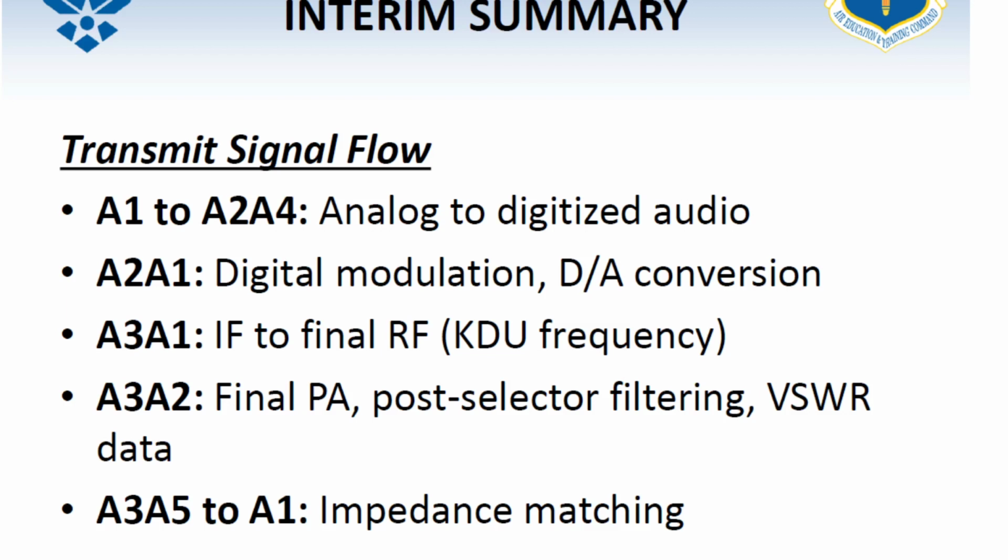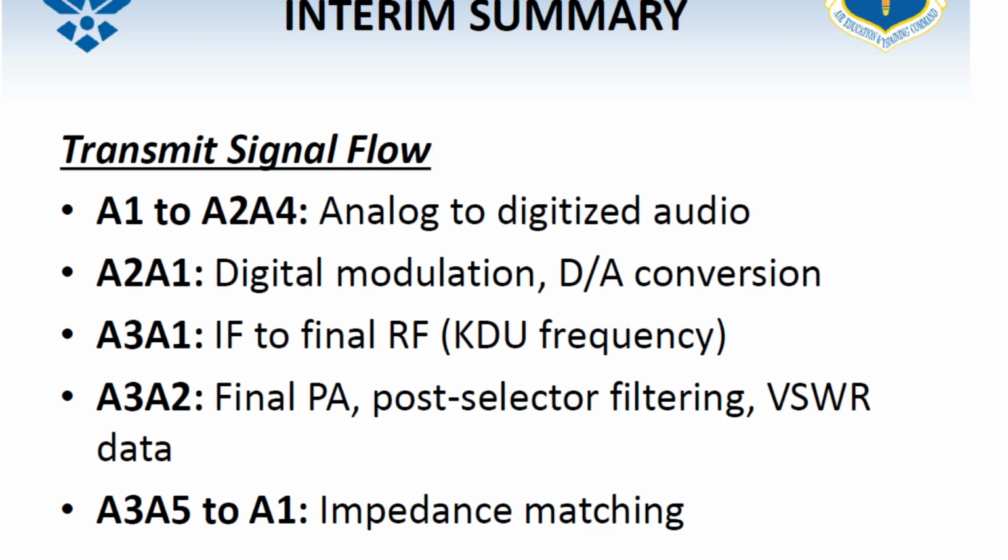All right, so before we went on break, we talked about the transmit signal flow. We're now doing our interim summary and talking about A1 to A2, A4, our analog to digitized audio here. The A2A1, as we said, does the digital modulation. It does the digital to analog conversion. The A3A1 contains our analog RF sections of the radio, the IF to final RF. That is where our second IF frequency of 140.4 megahertz is located as well.